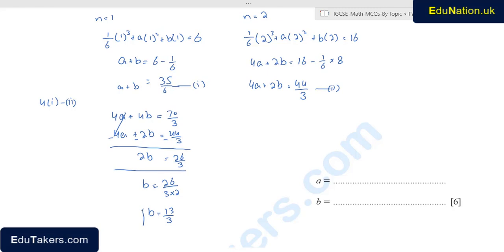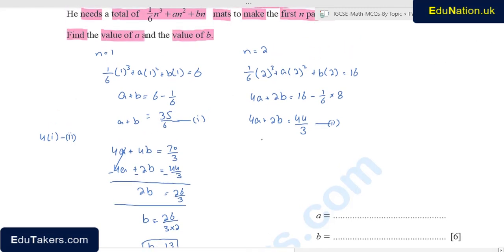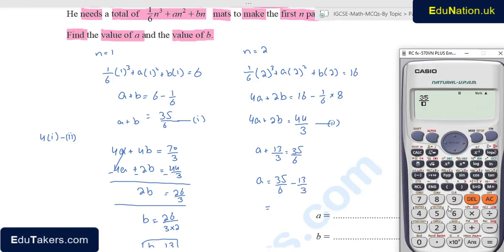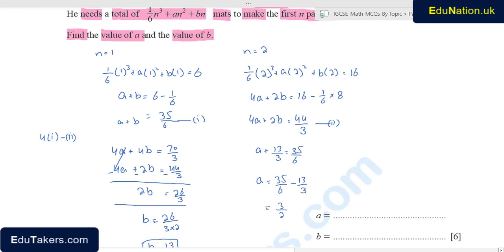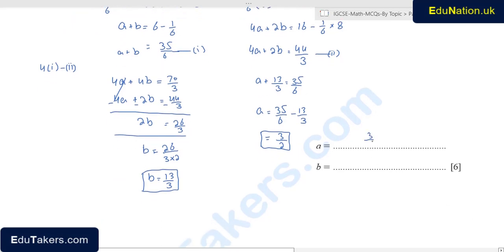Now by using b equals 13 over 3 in equation 1, this will be a plus 13 over 3 equals 35 over 6. So a equals 35 over 6 minus 13 over 3. 35 over 6 minus 13 over 3 is 3 over 2. Value of a is 3 over 2 and value of b is 13 over 3.